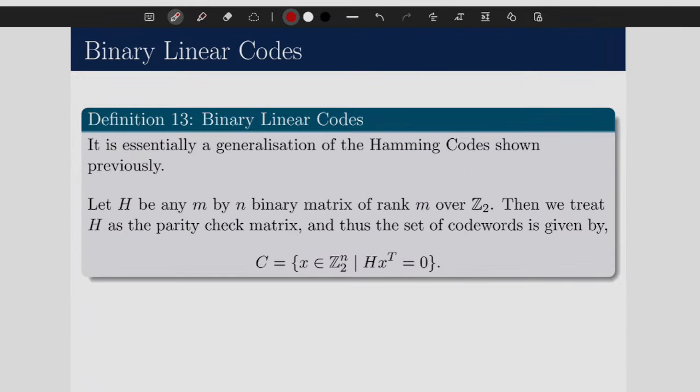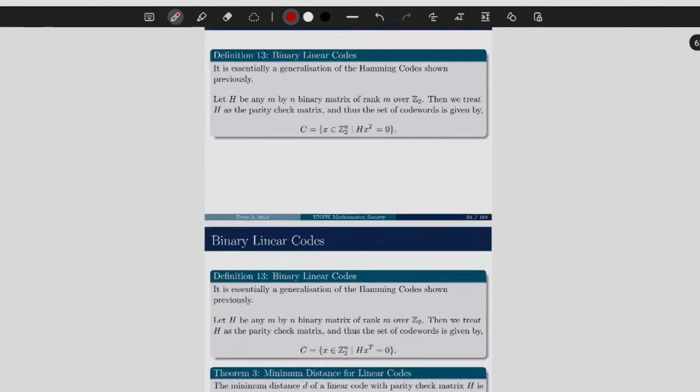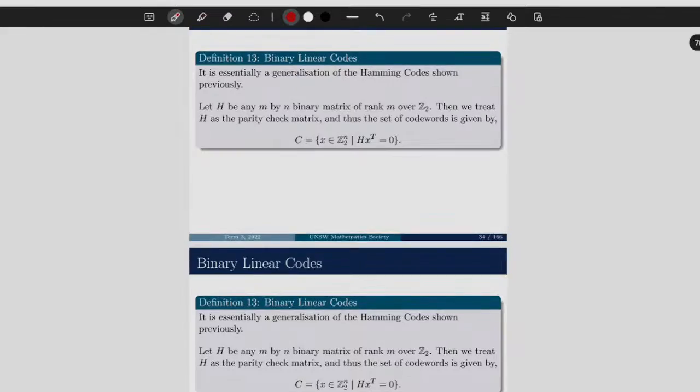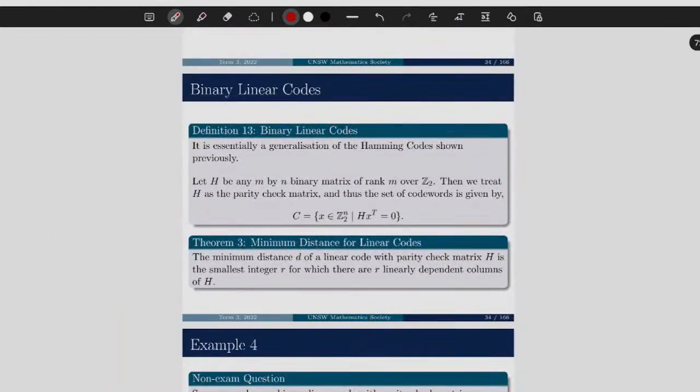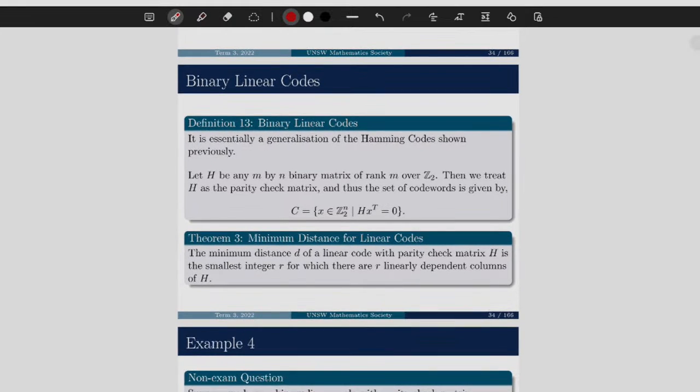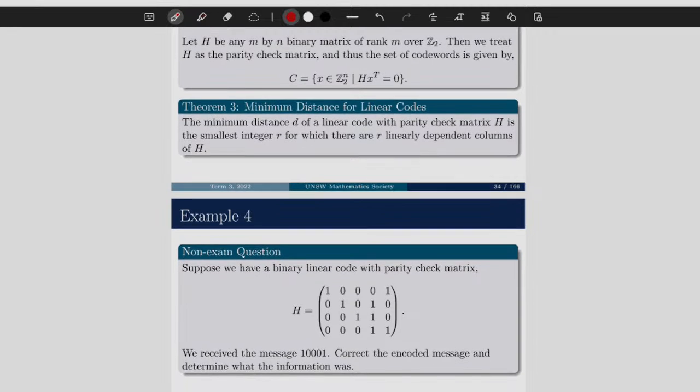Binary linear codes. So, oh my god, give me a second. Okay. It is essentially a generalization of Hamming codes as shown previously, and we're going to be working with this generalization. Okay, so the minimum distance for linear codes, very much what we were working with earlier, where we were talking about linear dependency, and let's work with this non-exam question to uncover what we're trying to say, essentially.